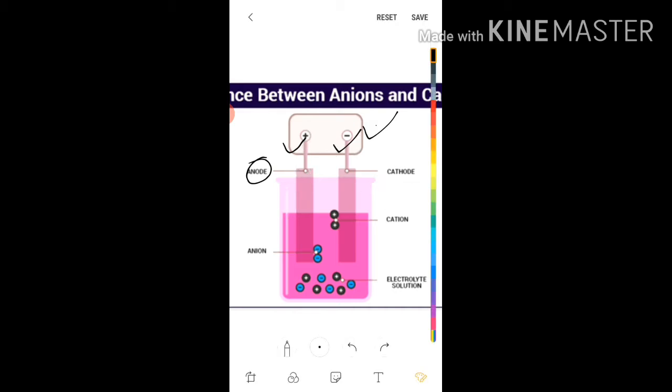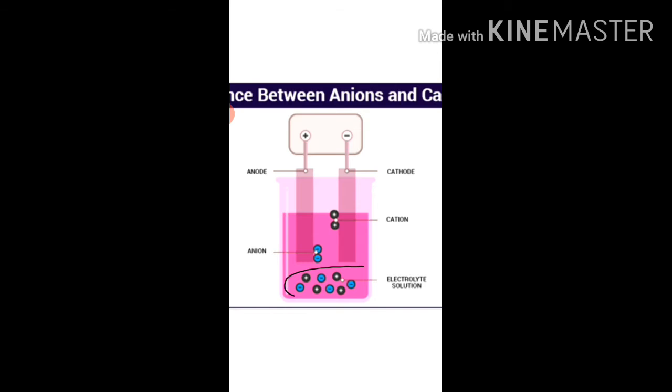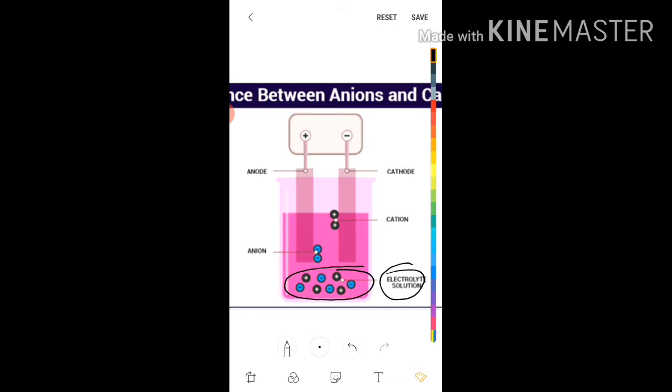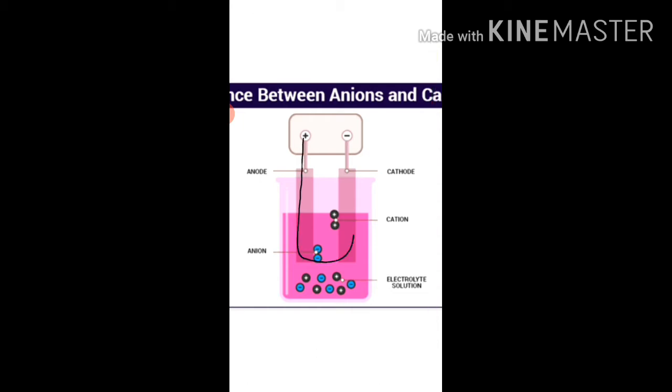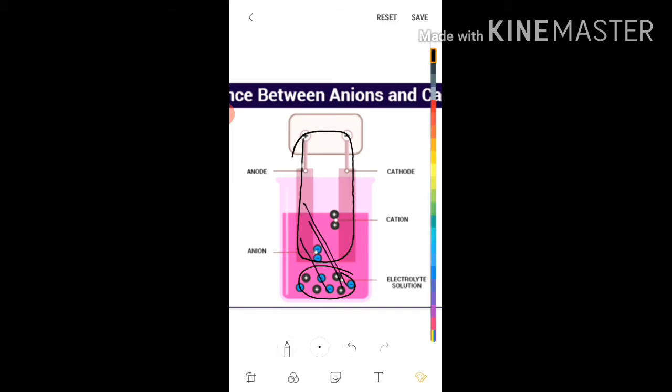Now what is anion and cation? Before we start, here is the solution. The solution is called an electrolytic solution, an electrolyte, right? In the electrolyte there are two types of ions, positive ions and negative ions. Both are called charged particles. When current flows from the positive to the negative terminal in this circuit, the negative ions present in the solution will be attracted towards the anode, right?